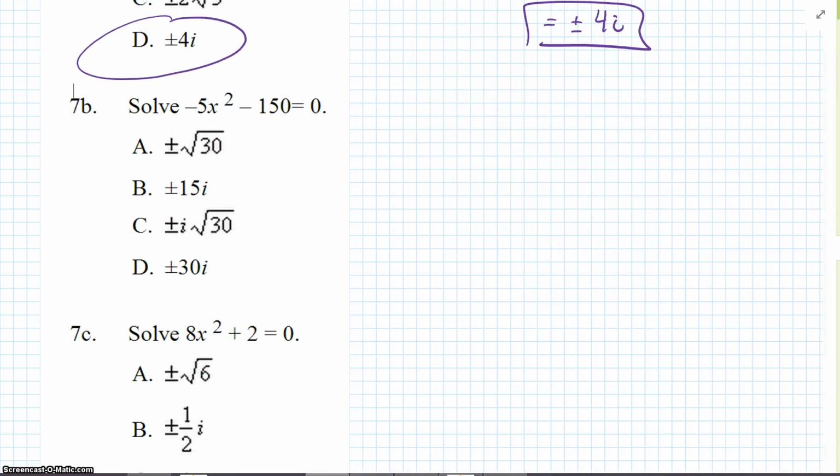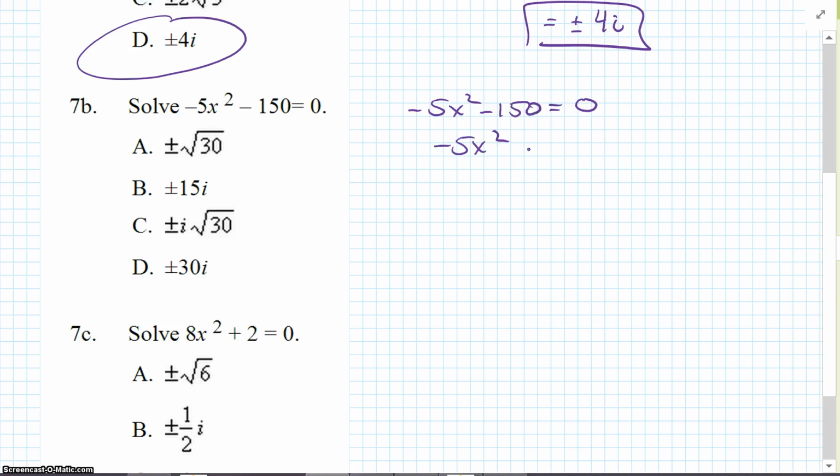Okay, 7b. Solve. First step, I got negative 5x squared minus 150 equals 0. Step 1, isolate the variable. Negative 5x squared equals 150. Divide each side by negative 5. x squared equals negative 30.